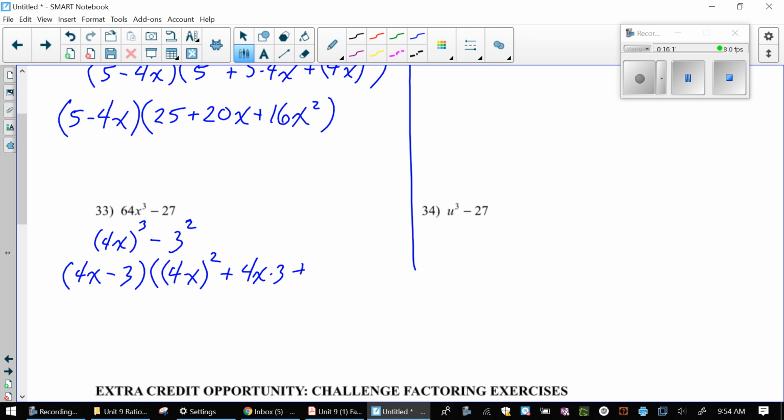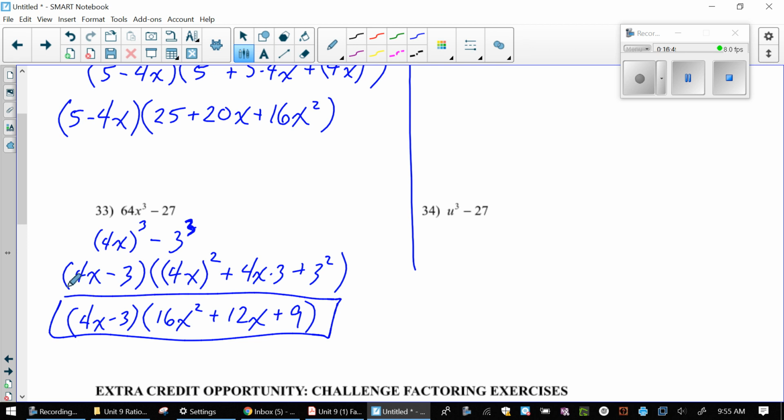Oh, whoops, I put squared here. Let's change that to a cubed. Sorry about that, guys. And then that's going to be a 3 squared. Alright, take a second, make sure that makes sense to you. I'm going to write my final answer with those multiplied out. 4x squared is going to give me 16x squared. 4x times 3 gives me 12x, and 3 squared gives me 9. And there we go, is our difference of cubes pattern again with that coefficient of x.